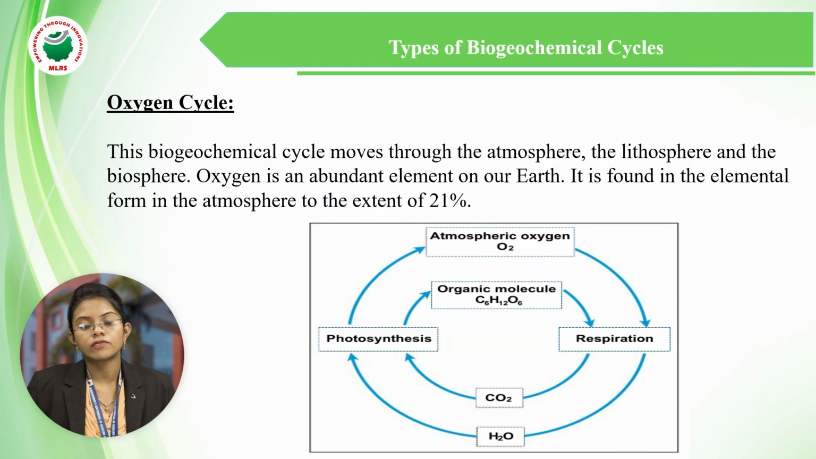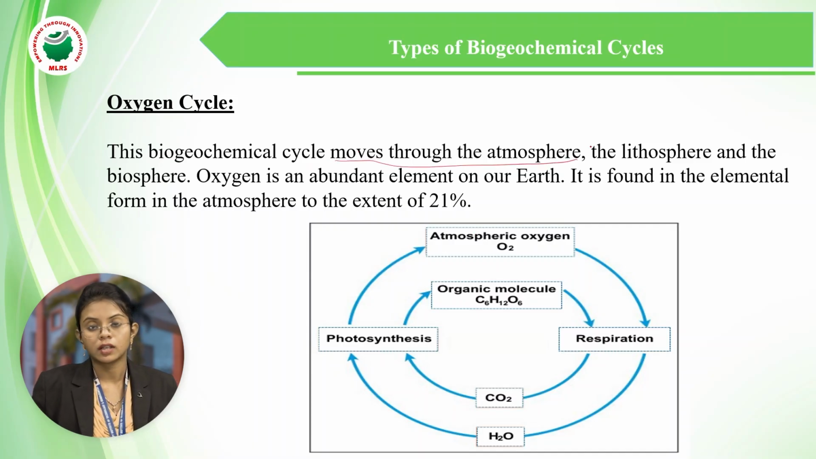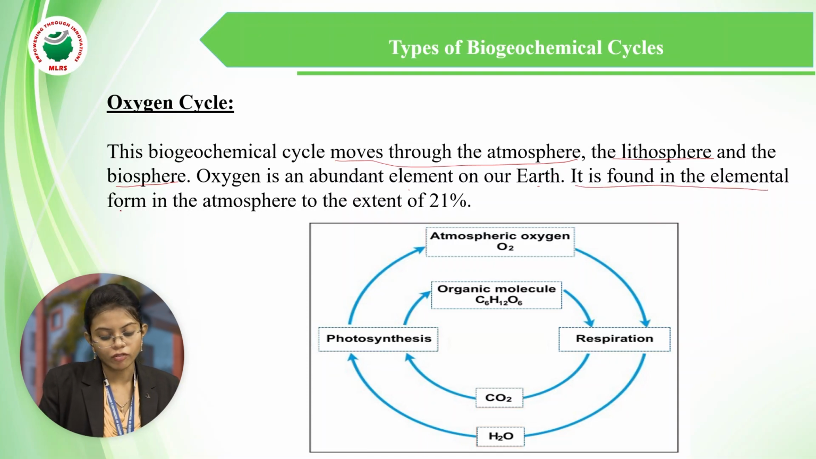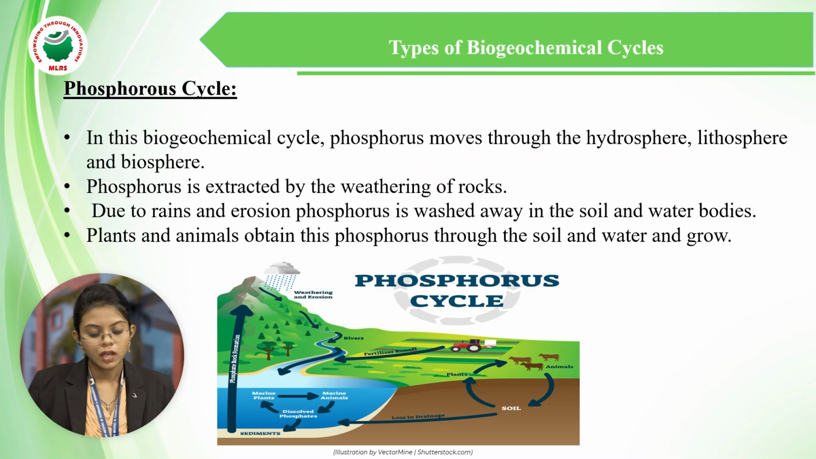And the next type of cycle we have is the oxygen cycle. This biogeochemical cycle moves through the atmosphere, the lithosphere and the biosphere. Oxygen is an abundant element on our earth and it is found in the elemental form in the atmosphere to the extent of 21%.